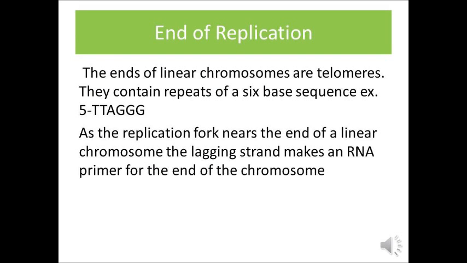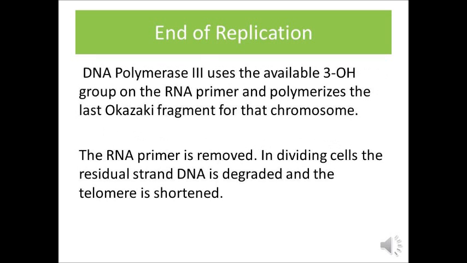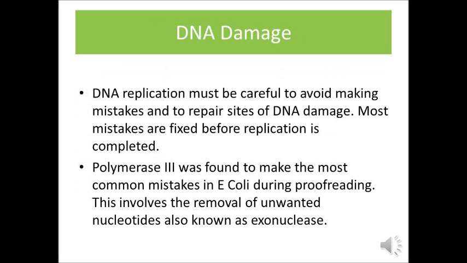DNA damage. So DNA replication must be really careful in avoiding making mistakes. And when there are mistakes, it has to immediately fix them before the replication is complete. Polymerase 3 is found to make the most common mistakes in E. coli during proofreading. This involves the removal of unwanted nucleotides, known as exonuclease activity. If a DNA polymerase leaves a mistake, enzymes like MutS identify the unmatched base and fix it. Overall, polymerase 3 mistakes are about 1 out of 100,000. It's pretty good.